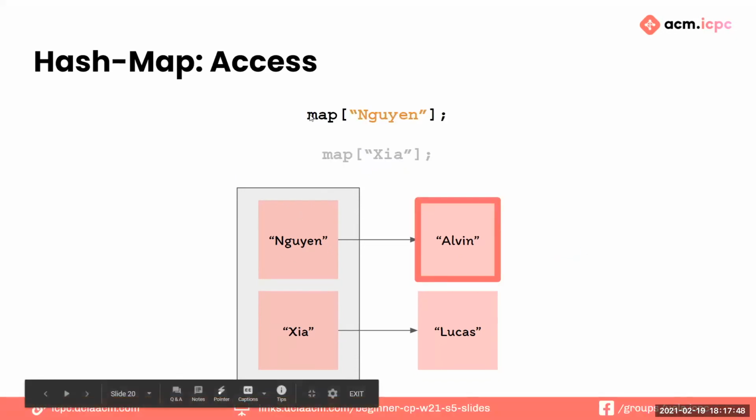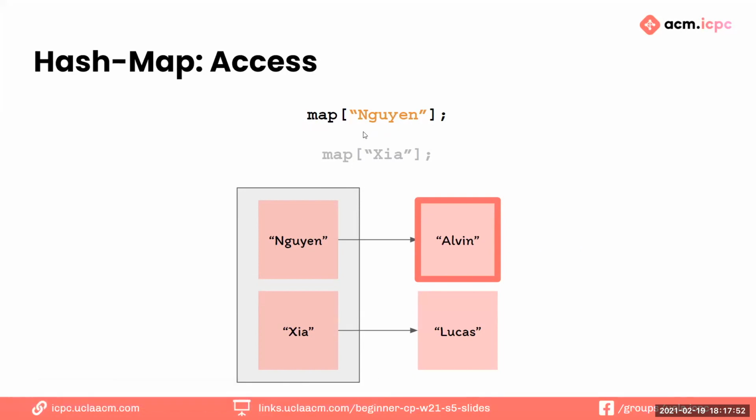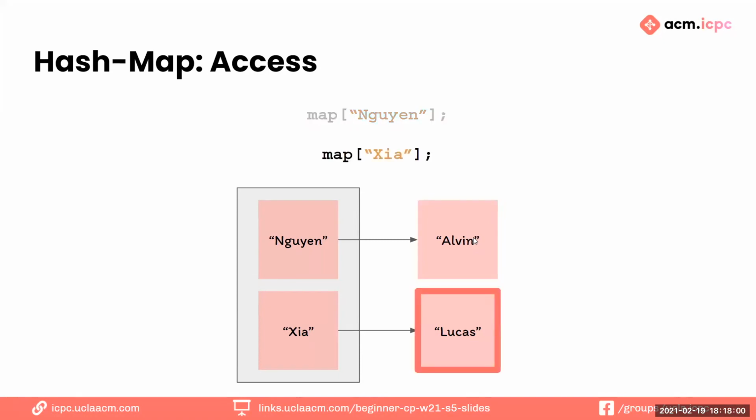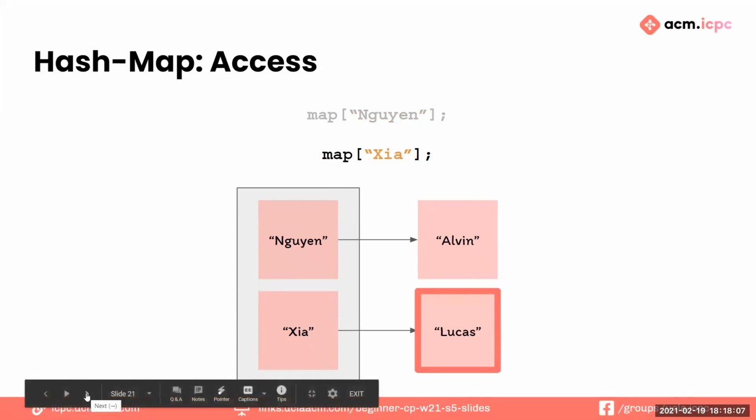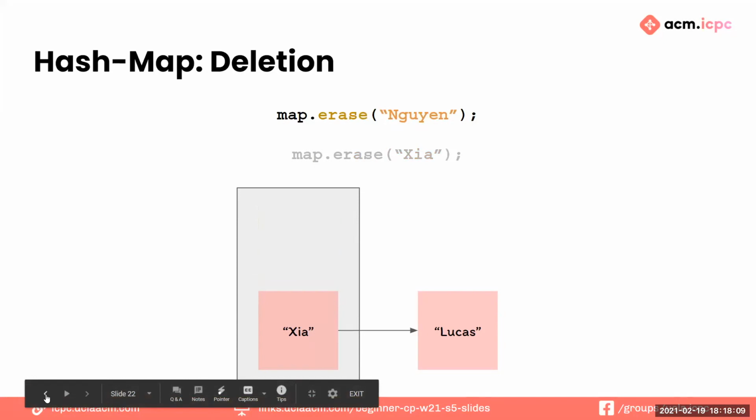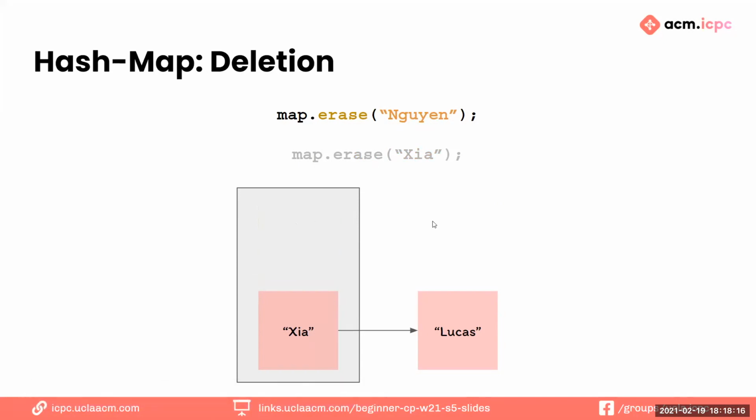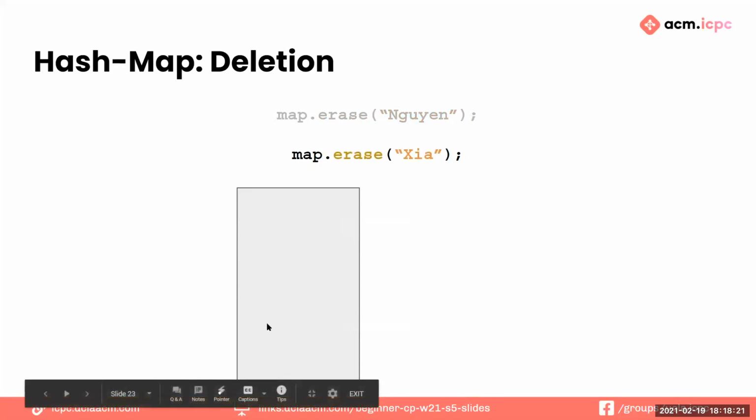And then you can, of course, do your access. So if I want to get the value of the key Nguyen, I'd just do map Nguyen and it would return Alvin. And then do the same thing for Xia, and then it would return Lucas. And then, of course, you can delete key value pairs. So if you say erase Nguyen, it would delete my name from the hash map. And if you did erase Xia, it would delete the other name.